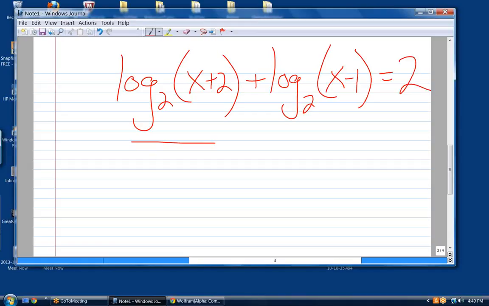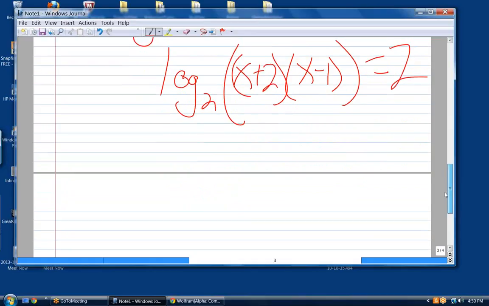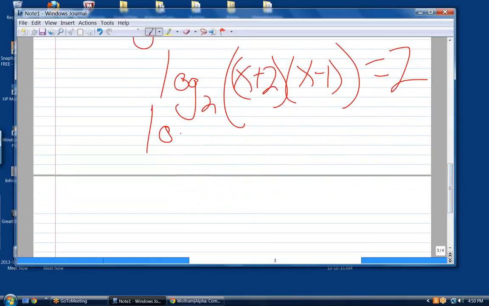Okay. Remember our logarithmic rules? If you have the log of a plus the log of b, you got the log of a times b. Yeah. So how can I rewrite this? Log base 2 of x plus 2 times x minus 1. So that's my first step in rewriting it. Now multiply those two together: x squared plus x minus 2.